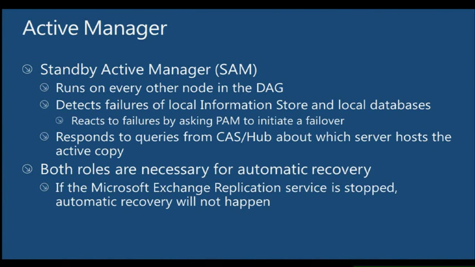The SAM is going to be on every other node in the DAG, every other node that's not the PAM. And the SAM is there to monitor the local information store, to monitor the local databases, to respond to CAS and Hub when they're querying for the user's information as to where the mailbox is located, and of course to notify the PAM when there's a failure that needs to be corrected.